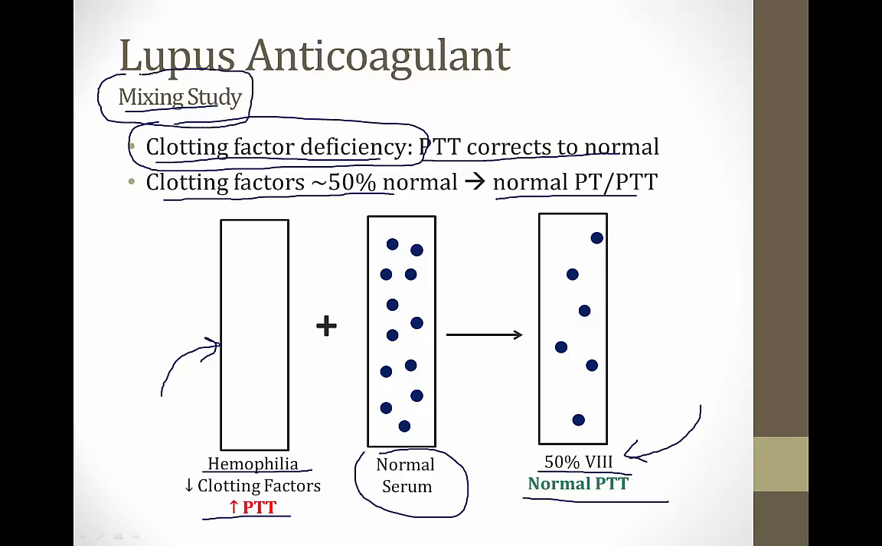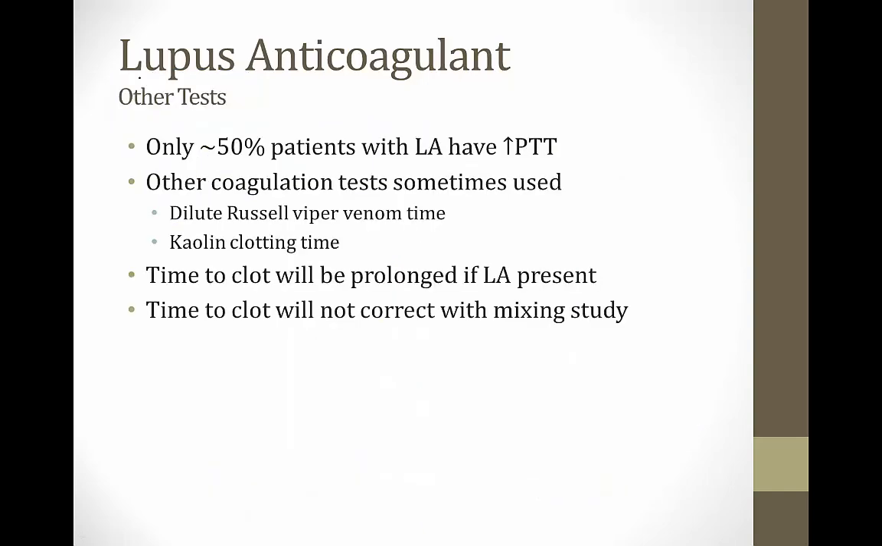In other words, if the reason for the prolonged PTT is a clotting factor deficiency, then the PTT will correct from a mixing study. On the other hand, as we saw on the last slide, if the prolongation of the PTT is due to an inhibitor, it will not correct when you mix that patient's serum with normal serum. Now, as I told you before, the presence of the lupus anticoagulant is identified indirectly through testing of the clotting cascade. Unfortunately, only about 50% of patients with lupus anticoagulant have a prolonged PTT.